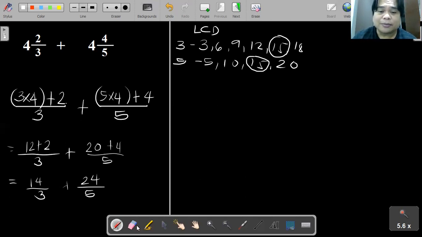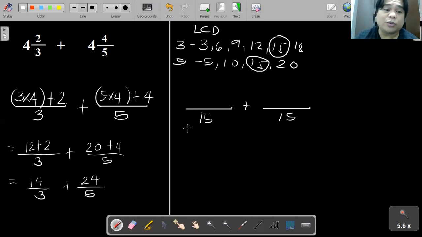Okay, so instead of just 3 and 5, this time our denominator now is being transformed to 15. It's no longer 3 and 5, but 15. But of course, the numerator changes as well. Okay, this is how to go about your numerator, the new numerator.